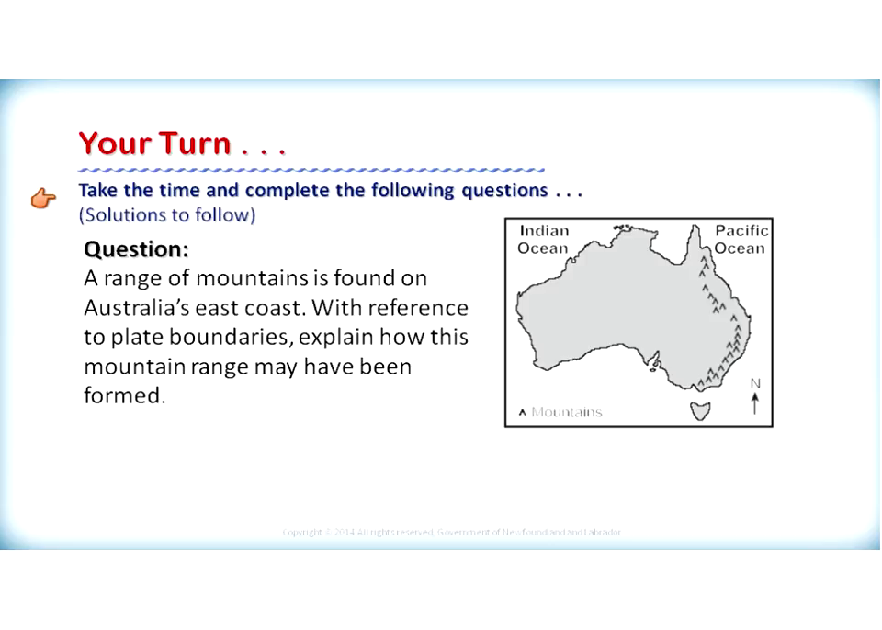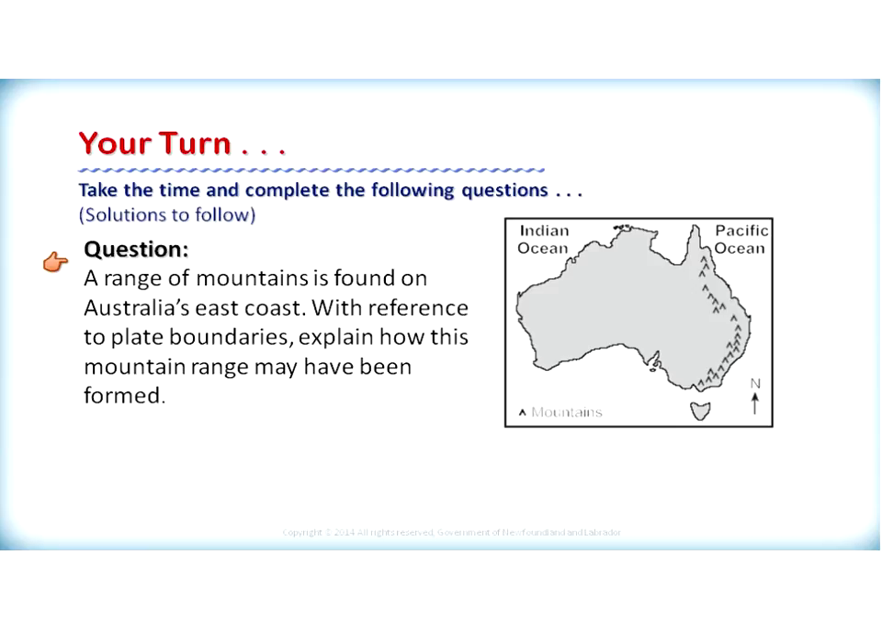Your turn. Take the time to complete the following questions. You can pause your recording now to prepare your answer, and the solution will follow. Question reads, a range of mountains is found on Australia's east coast. With reference to plate boundaries, explain how this mountain range may have been formed.